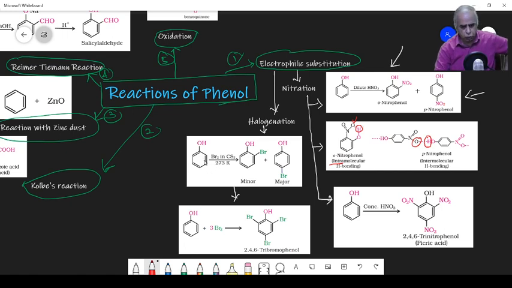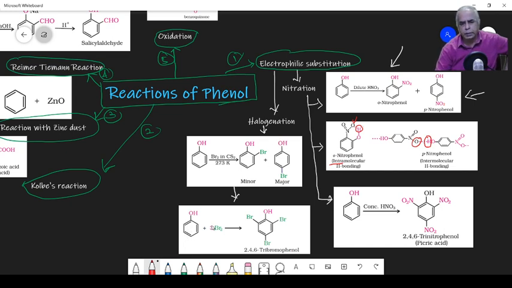Here this is not required, because phenol is more compatible with halogen. So Br2 combines with phenol, that is in presence of carbon disulfide. Okay, so this occurs at 0 degree centigrade, that is 273 Kelvin, and the major product is the para isomer, that is para bromophenol. So this is halogenation.